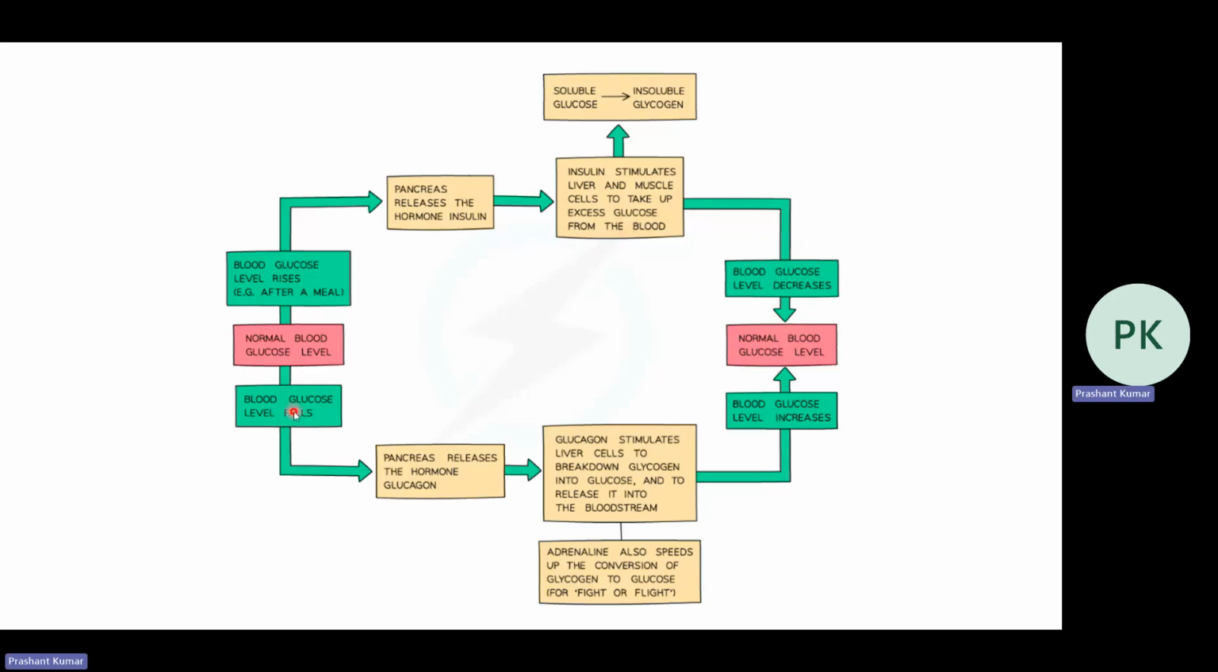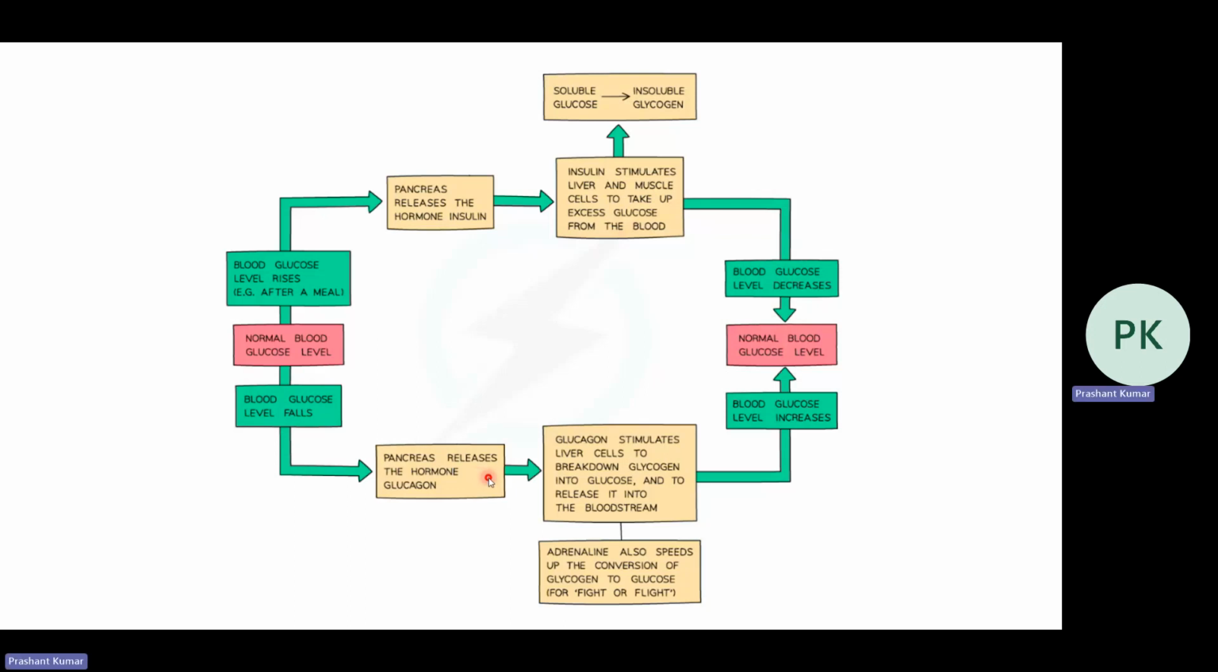Let's see what happens when the blood sugar falls. At that time, the pancreas is going to detect it and release the hormone called glucagon. Glucagon stimulates liver cells to break down glycogen into glucose, and then this glucose is released into the body.